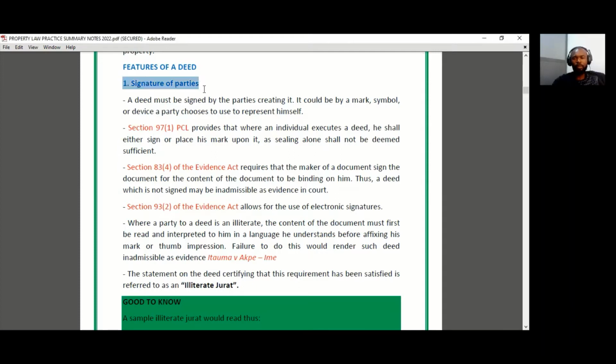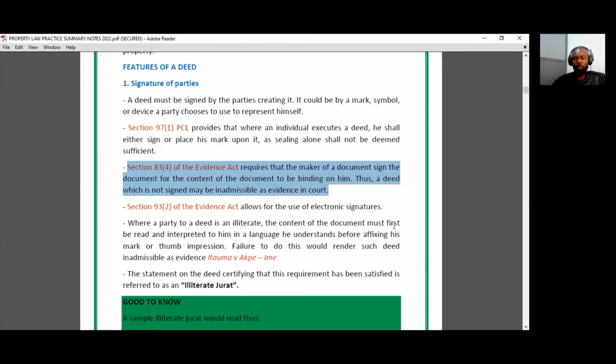Now, by the signature of the parties, it means that the parties executing the deed must sign. And of course, you know that based on the Evidence Act, if a document is not signed, then it's not binding on those parties who are a party to that transaction. So it must be signed and by the parties executing.